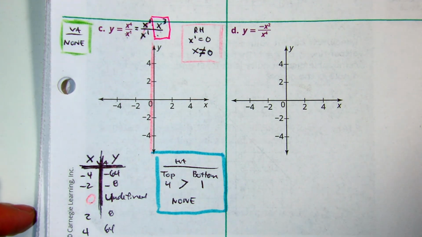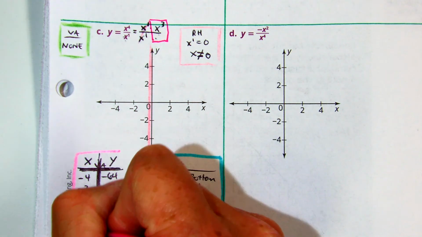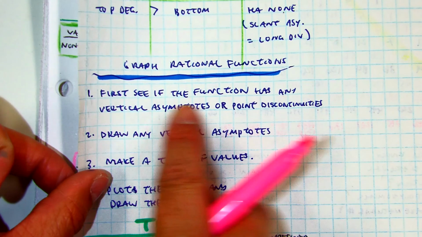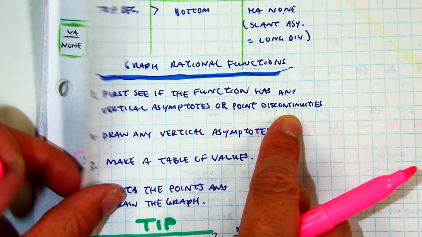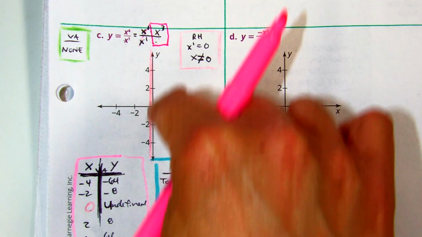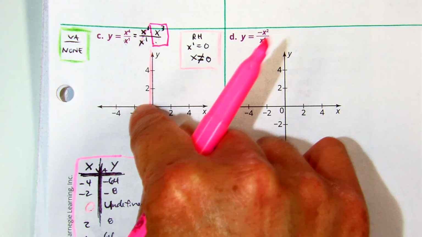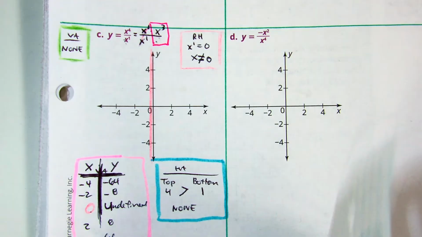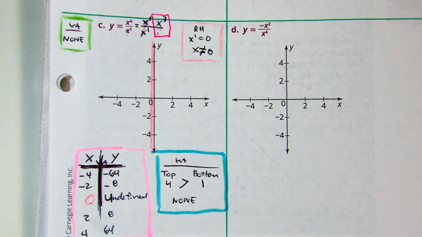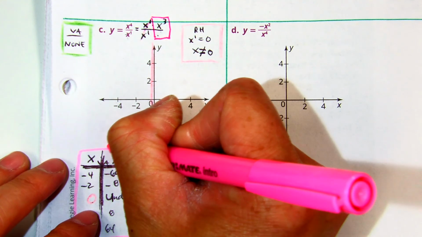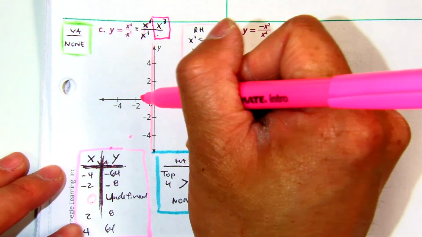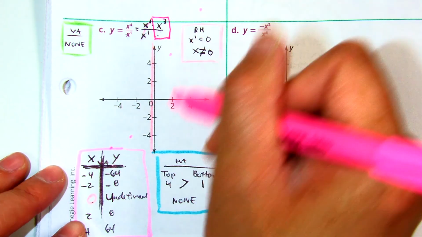Let's use pink. So if you're going to graph this here, let's review how we graph the rational function. We first see if there are any vertical asymptotes or points of discontinuity. We found one, a removable hole. Draw any vertical asymptotes or discontinuities. That is our removable hole. Make a table of values. We just did that here in pink. And then it says plot the points and draw the graph. So -4 way down there, -2 something way down there, and then 2 way up there, and then 4 something way up there. And my graph should look something like this.